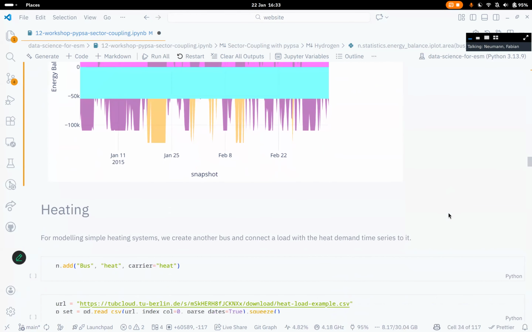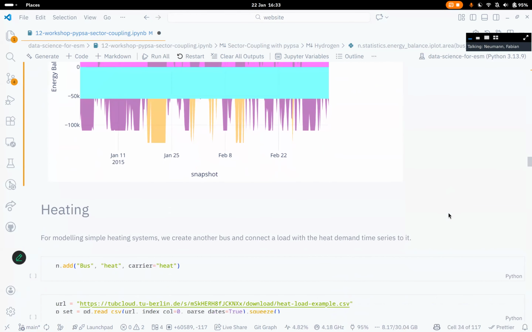It follows the same principle. We would add a heat bus with a carrier heat. I brought one example of a heat load time series, which we can just add like any other node now to the heat bus with the same parameters. And here the time index of p_set just aligns with our snapshots.